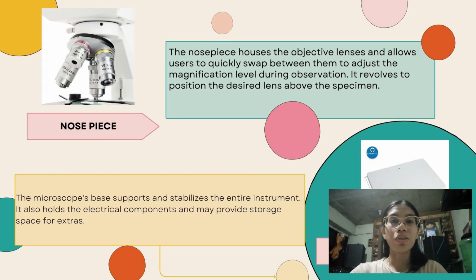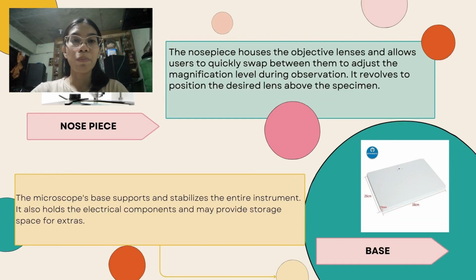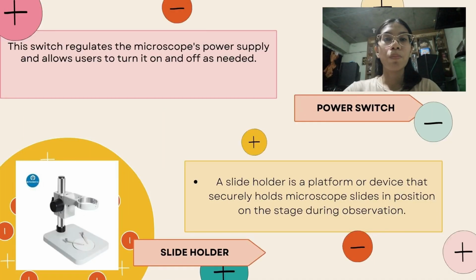Next is the nose piece that holds the objectives and allows for magnification changes. The base that provides stability to the microscope. The power switch that turns the microscope light source on and off. The slide holder where the glass slide with specimens is placed for observation.